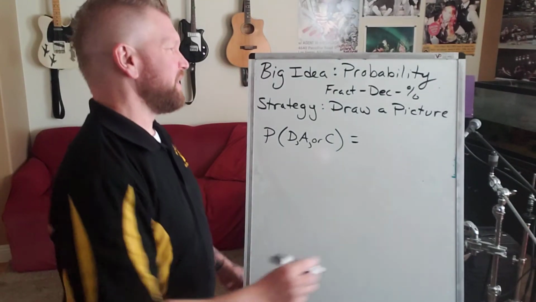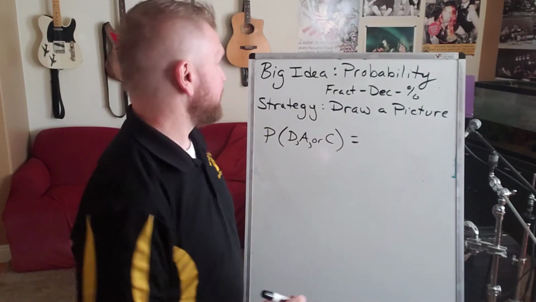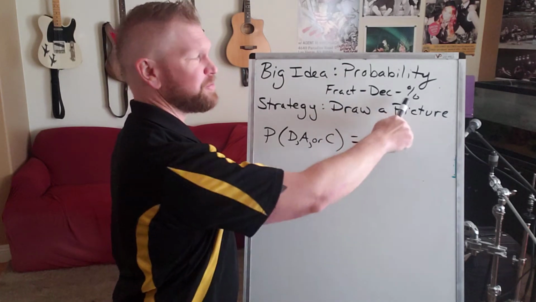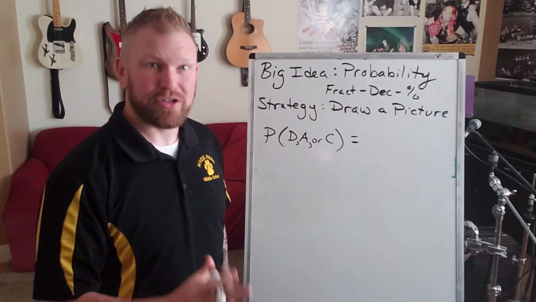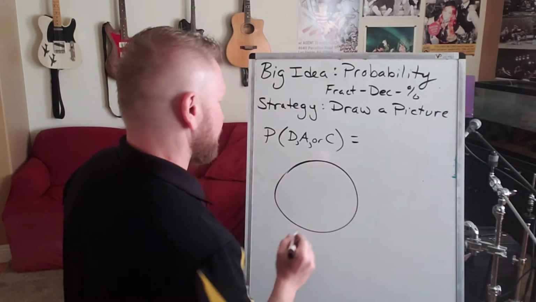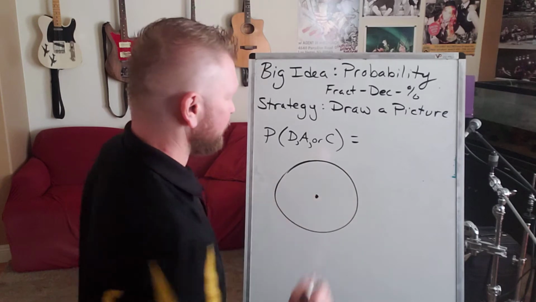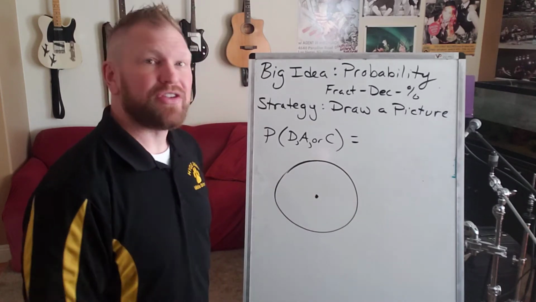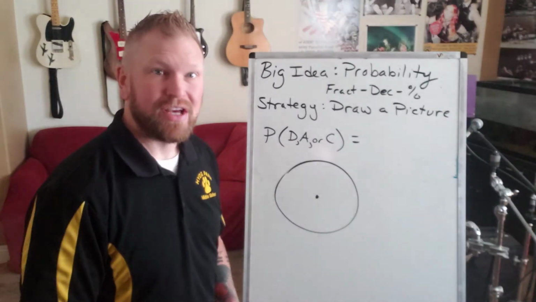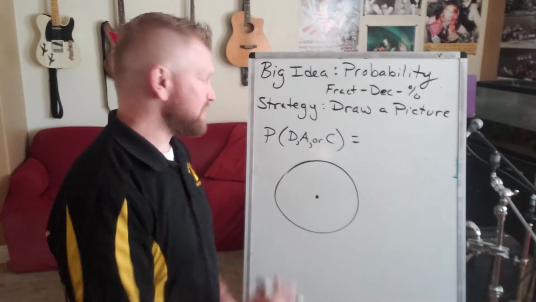Alright guys, in this one, we're going to use the draw a picture strategy. The big idea is probability and also equivalent fractions, decimals, and percents. So let's draw a picture of the spinner. Okay, so there's the spinner, there's the center. We want to have sections A, B, C, D, and E, so 5 sections. So we're going to have to make 5 equal spaces on the spinner.